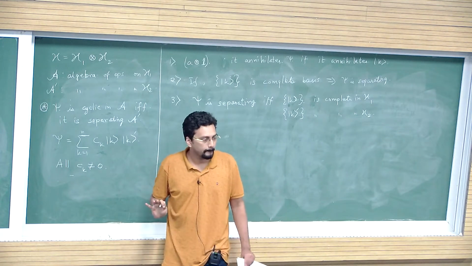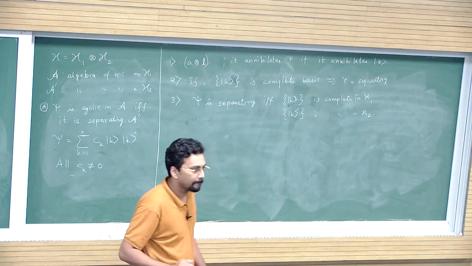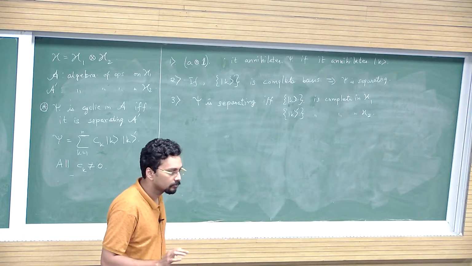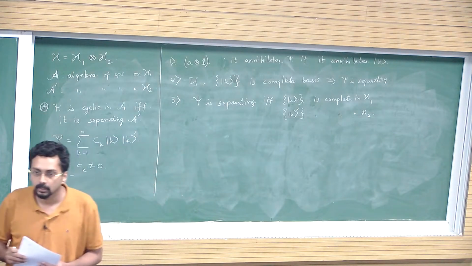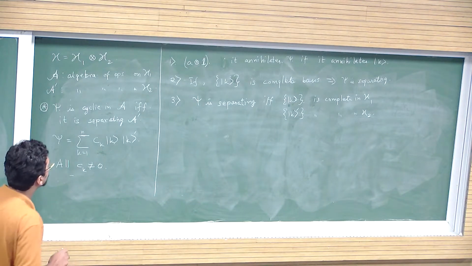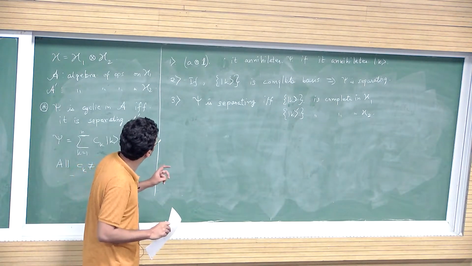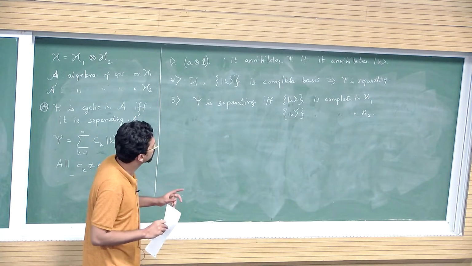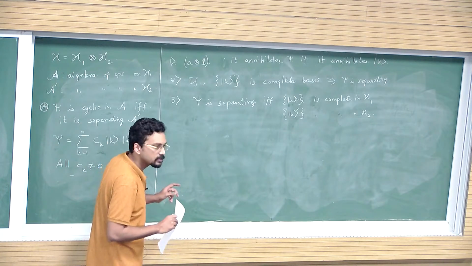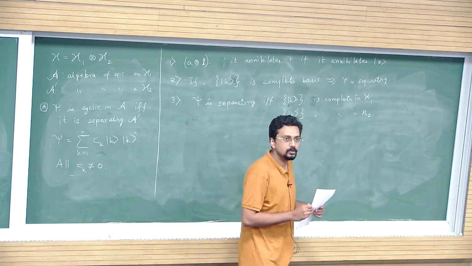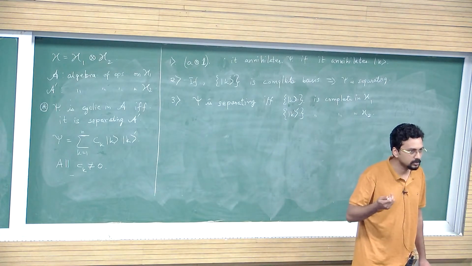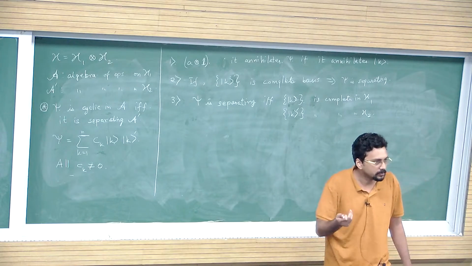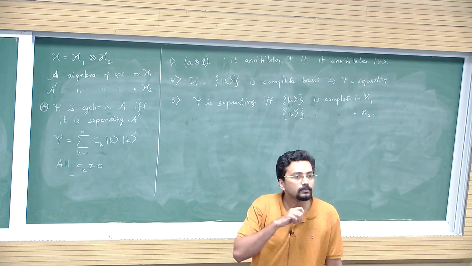Psi is separating if A acting on psi is 0 implies A is 0. I don't see that statement. How is the second true? I cannot see how the second is true. It has to be a statement about A, right? Yes, A annihilates all the basis vectors, so A has to be 0. All right. I'm probably confused with the first sentence.